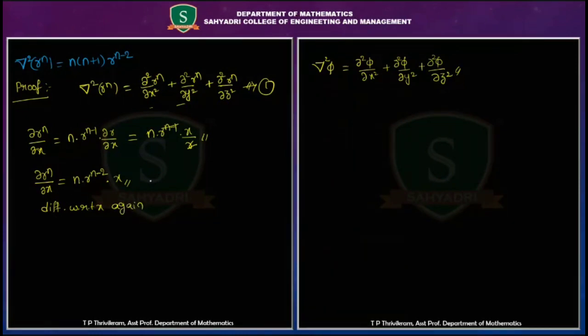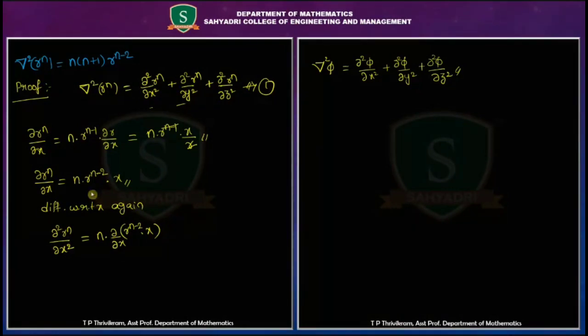So if you differentiate partially with respect to x again, what happens? ∂²rⁿ/∂x² is equal to n into, where n is a constant, ∂/∂x of rⁿ⁻² into x. Correct. So we have differentiated again with respect to x on both sides.